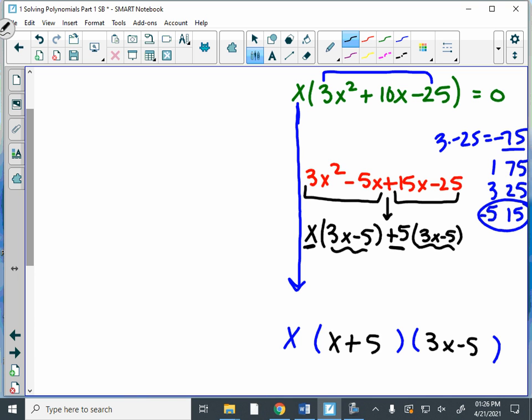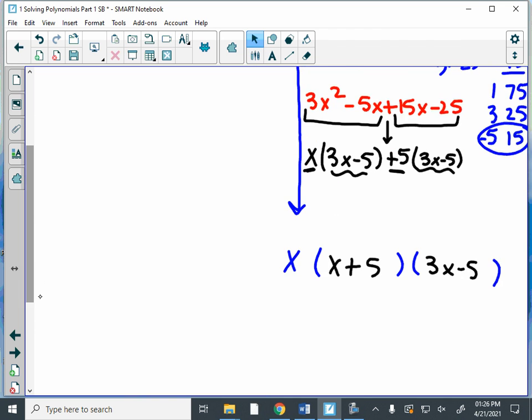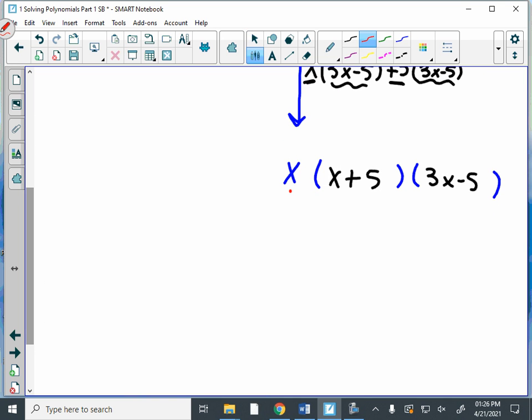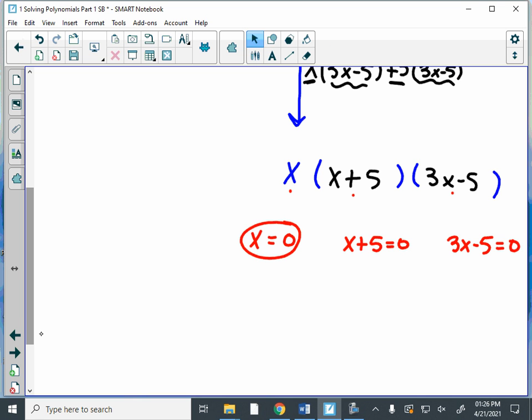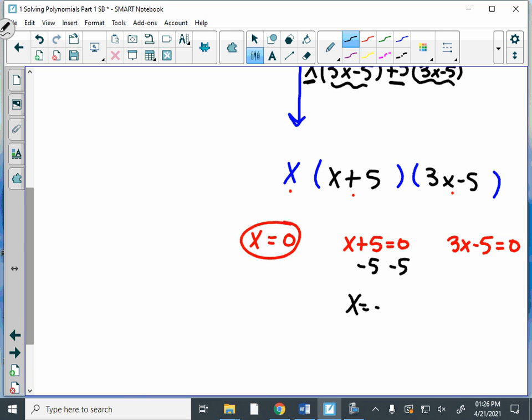Check and see, we can't factor our parentheses anymore. We are done factoring. Now we can solve. We're going to take each factor and set it equal to 0. x equals 0, x plus 5 equals 0, and 3x minus 5 equals 0. Here, there's nothing to solve for, so there's one of my roots. Move the 5 over, so x is equal to negative 5.